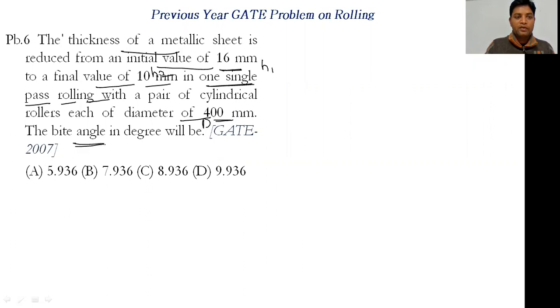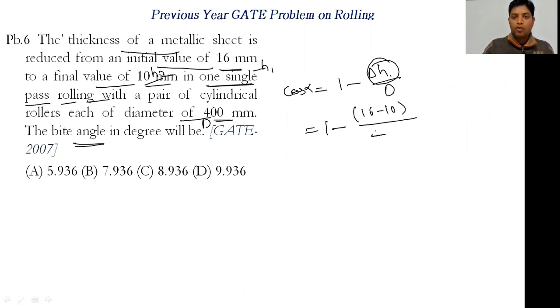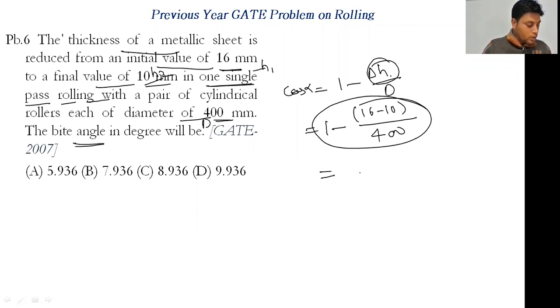So the bite angle we have to find out. We know the formula: cos alpha equals 1 minus delta H by D. Delta H is what? H1 minus H2. H1 and H2 both are given to you. So just put the values: 16 minus 10 upon D, and the value of D is 400.